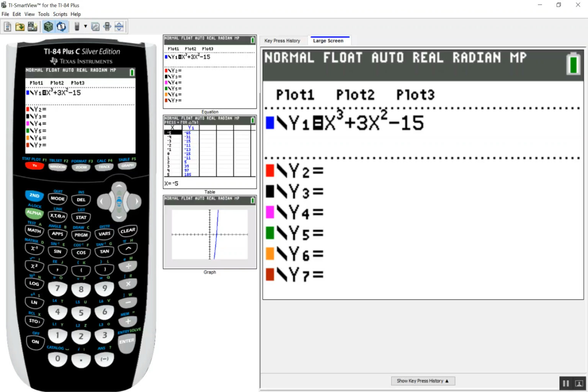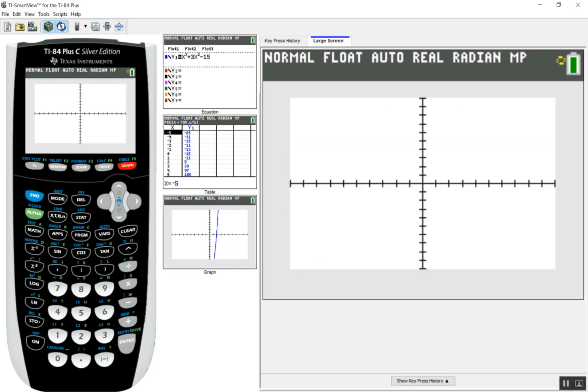So let's first graph this function, and notice that we're going to get just part of the graph right here. So what we want to do is see if this is going to cross anywhere other than here, because we're going to want to find all the zeros, not just this particular one.